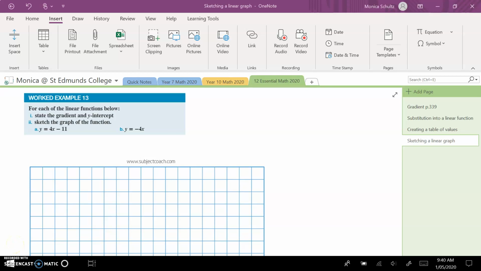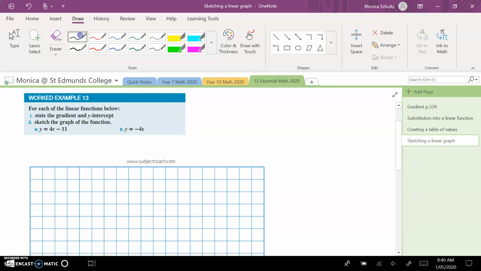Good morning. Today we are doing sketching linear functions. So what we're going to do for this question is I'm just going to use one of them. From this worked example from our textbook, we'll just do y equals 4x minus 11. For this function, I'm going to state the gradient and the y-intercept, and then I'm going to use those to sketch it on the graph paper I've got below.